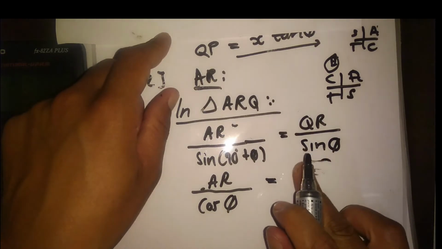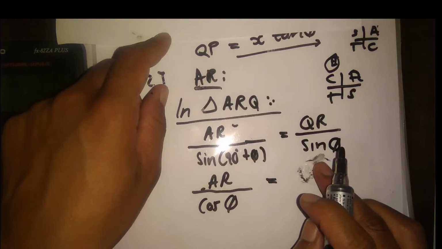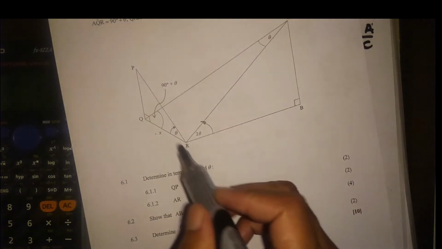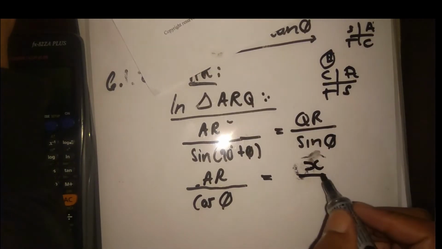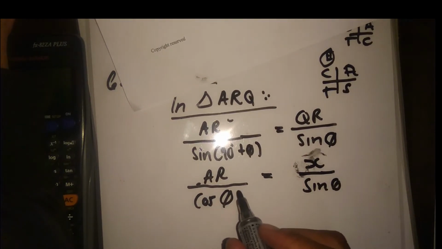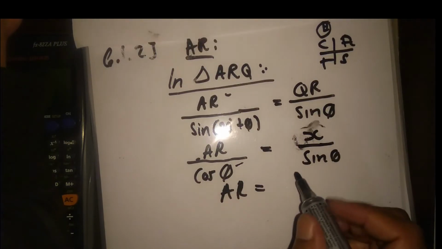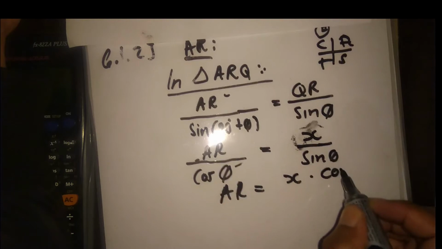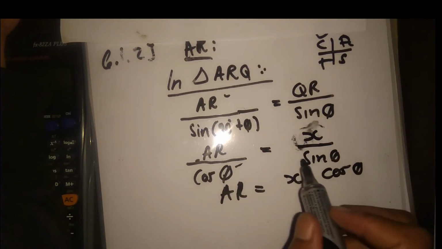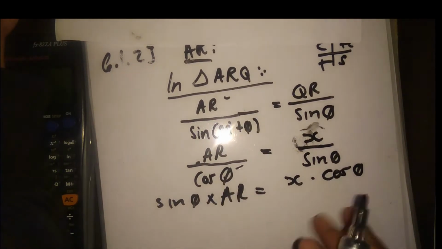QR. QR is equal to x. QR is x. So x over sine theta. Then we do what? We calculate for AR, nangabe calculator uzothola something like x cos theta, right? When I multiply, when it's AR multiplied by sine theta.